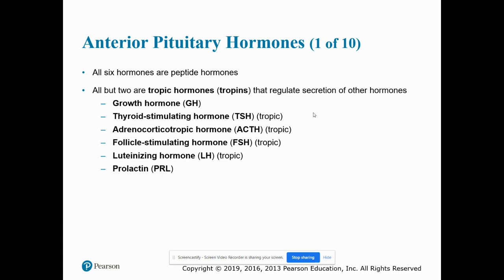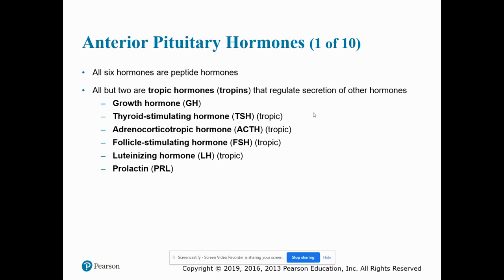So let's go over what they are in order. The F in flat would be follicle stimulating hormone, or FSH. That is a tropic hormone. The L is luteinizing hormone, or LH, also tropic. The A, adrenocorticotropic hormone, ACTH, also tropic. The T, thyroid stimulating hormone, TSH, also tropic.